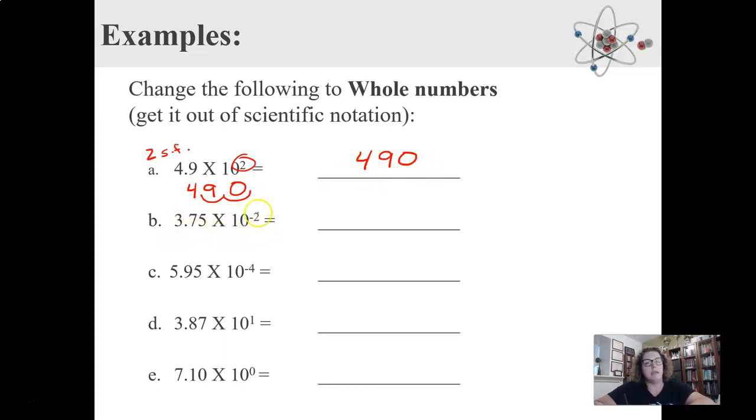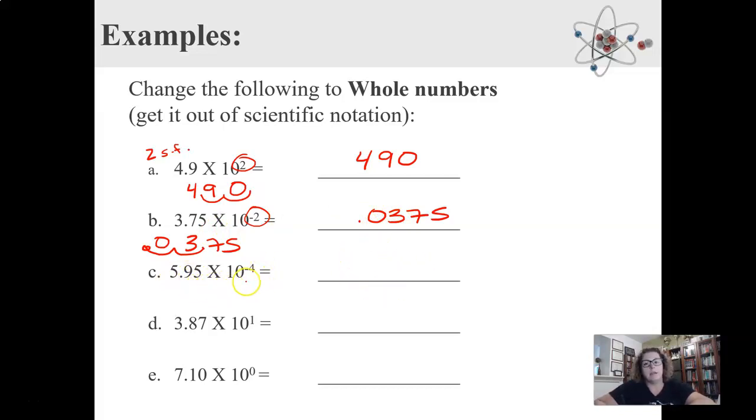3.75 times 10 to the -2, I'm also going to move this 2 places, but now I'm going to move it to the left so I can get it out of scientific notation. So 3.75, I'm going to move it 1 and 2, and I'm going to add a 0 right there, so that way I need that placeholder. So 0.0375 would be my final answer. And 375 is 3 sig figs. That 0 doesn't count as a sig fig, but it is important as a placeholder.